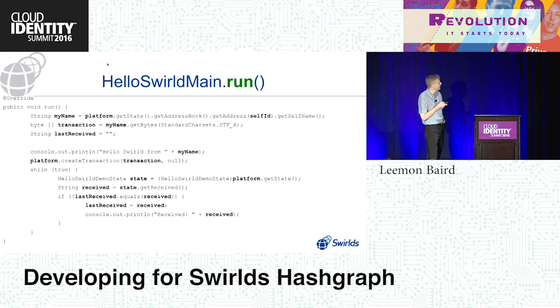I haven't sent it yet. And then I printed out hello Swirld. So we print out that line, hello Swirld from and my name. And then we called the platform and said, I want a new transaction. I am creating a transaction, and it is this byte array that contains my name converted to bytes. Then the platform does stuff for you. It digitally signs it, it timestamps it, it gossips it, and it makes sure everybody knows about it. And then it works with the community to decide where in history it goes.